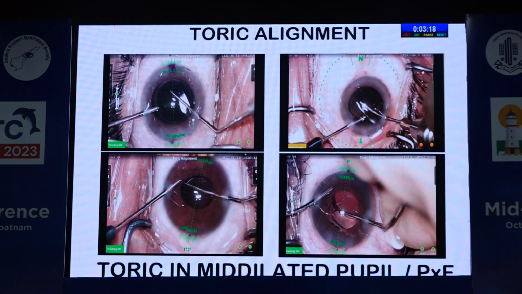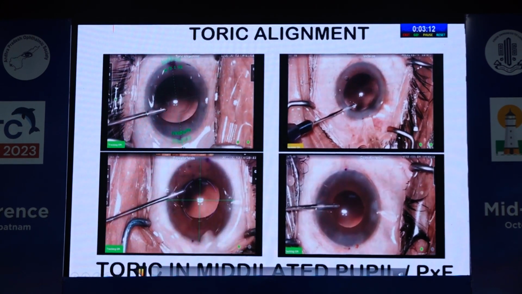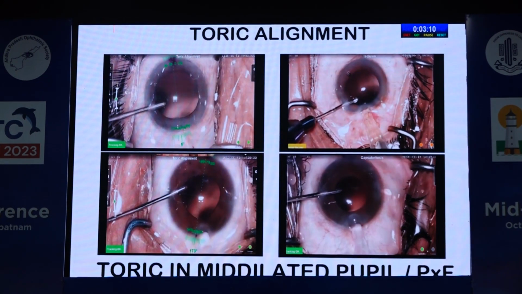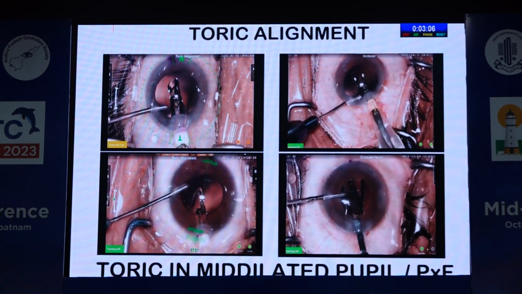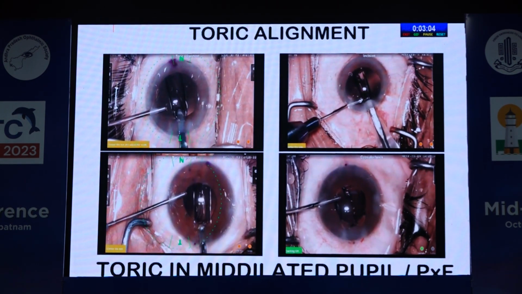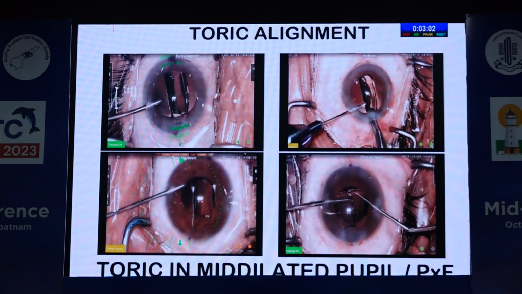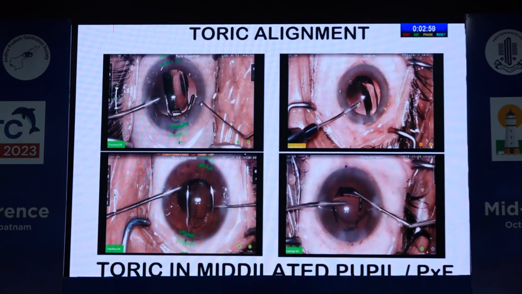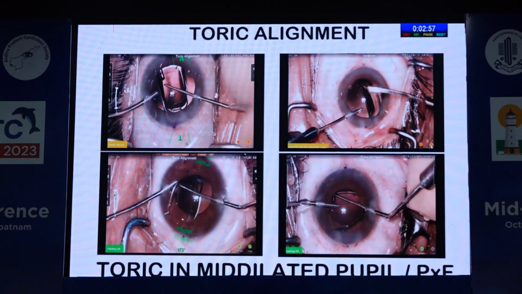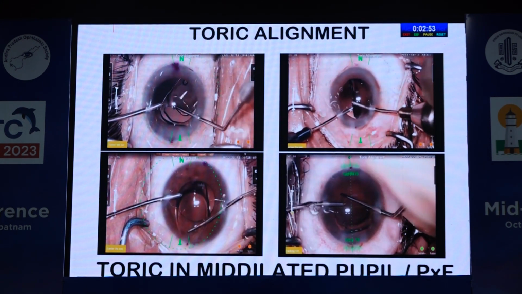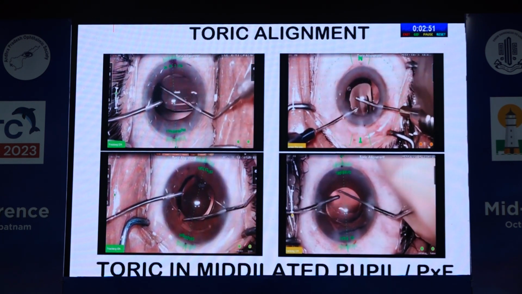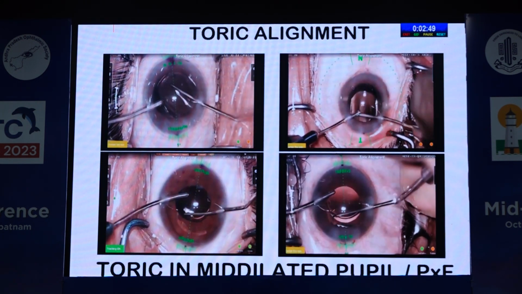Next important step is toric alignment. Once the surgery is over, you place the IOL. Beginners, I would advise you to place it under visco. We usually place under saline, but initially it's always better to place under visco. Rotate the lens into position just 5 degrees away from the intended axis, anti-clockwise, because the lenses tend to rotate clockwise.